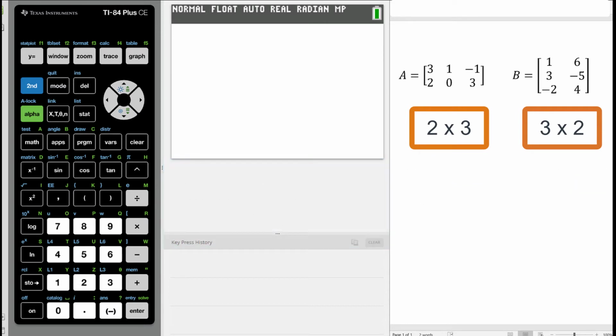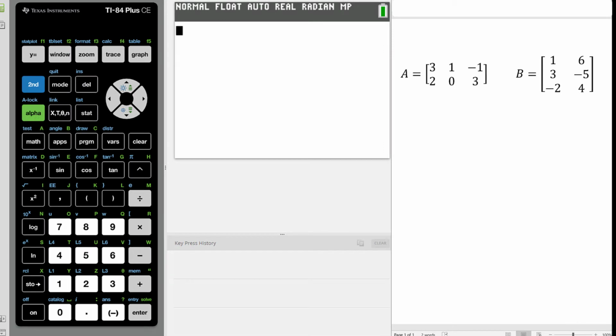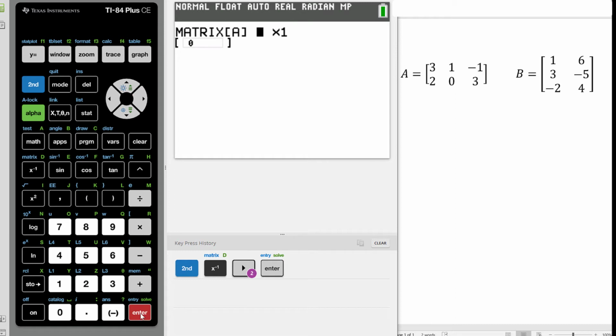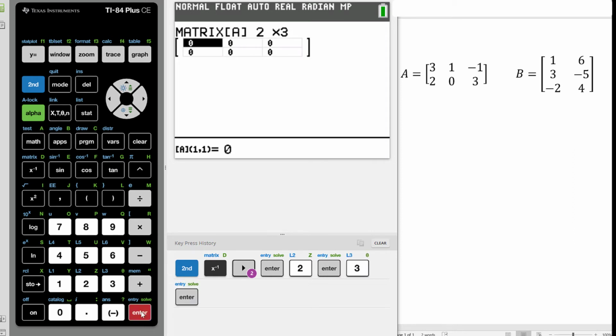We are now ready to input our matrices into the graphing calculator. We're going to begin by pressing the second button, the blue button in the upper left-hand corner of your graphing calculator. And then we're going to press the x raised to the negative 1 button to access the matrix feature. We're going to scroll over 2 times to the right to get to Edit and press Enter. Once again, the default order of a matrix here is 1 by 1. We're going to change this matrix A to 2 by 3.